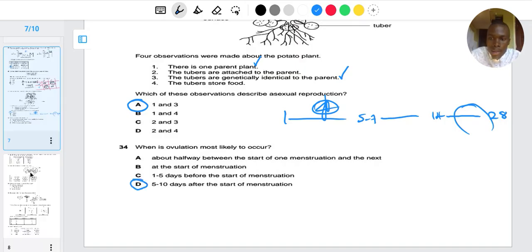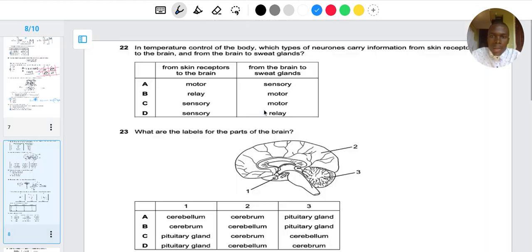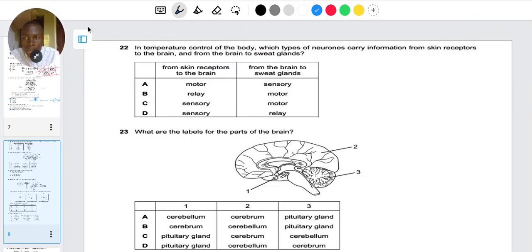Let's see the next question, an interesting one. It is saying, about the temperature control of the body, which types of neurons carry information from skin receptors to the brain and from the brain to the sweat glands? The skin is acting as a receptor here, so we have to have sensory neurons which are sensing the stimulus. Then from the brain to the sweat gland, we have to have motor neurons which cause the contraction of muscles to produce sweat. So our answer here is going to be C.